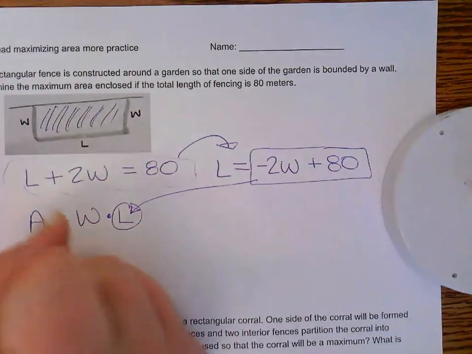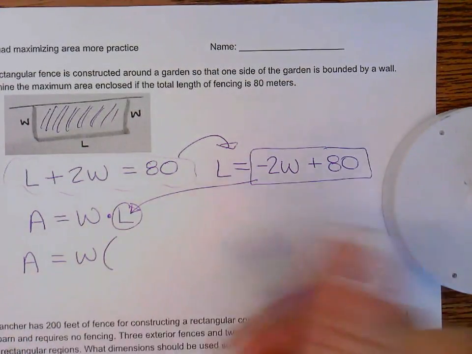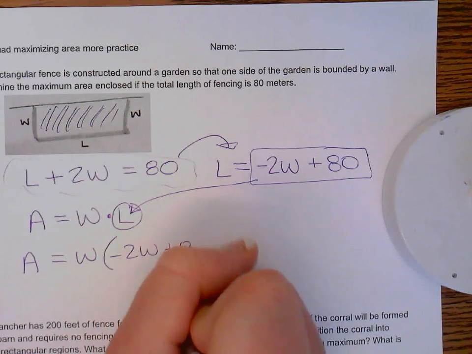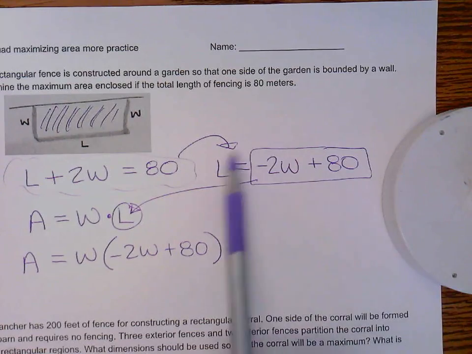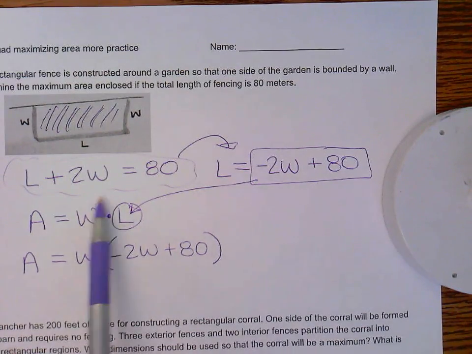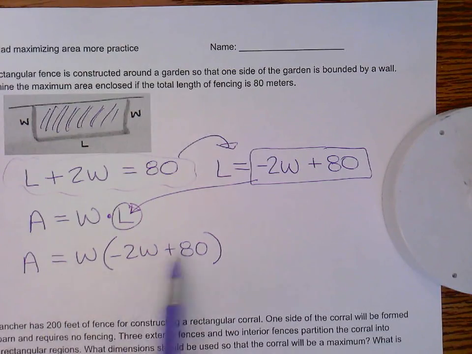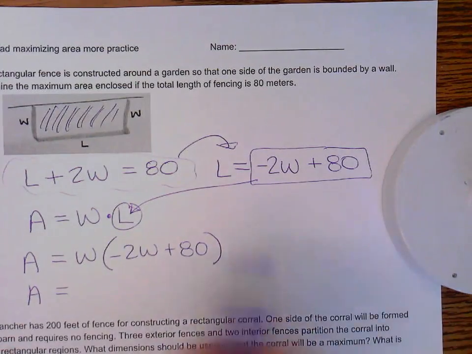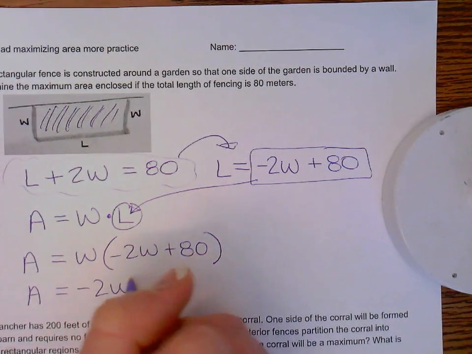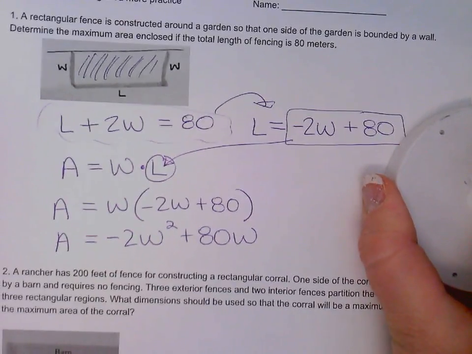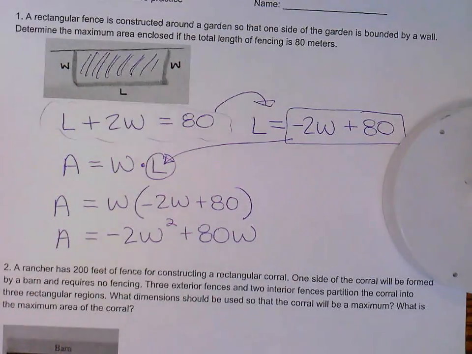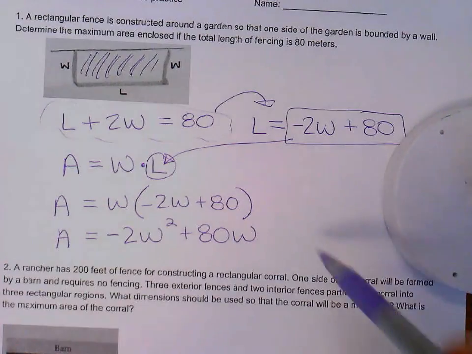So my area equation is W times negative 2W plus 80. I use the perimeter equation to solve for one of my variables so that my area equation will just have one variable. So now I can make this into a quadratic. Negative 2W squared plus 80W is the quadratic equation for the area. If I maximize the area, I'm looking at the vertex of this parabola.